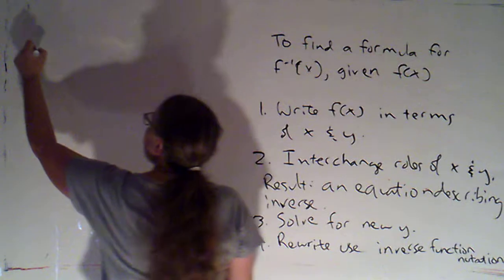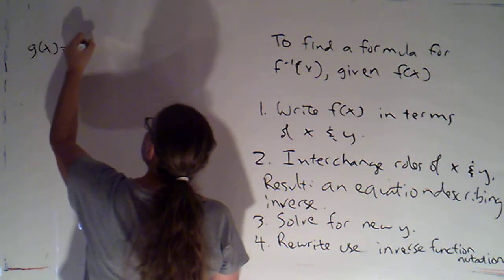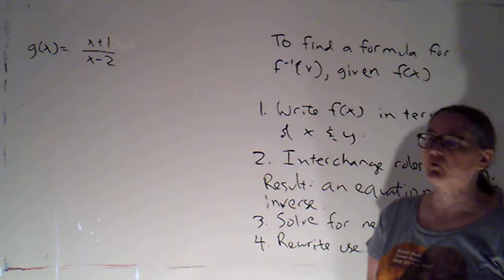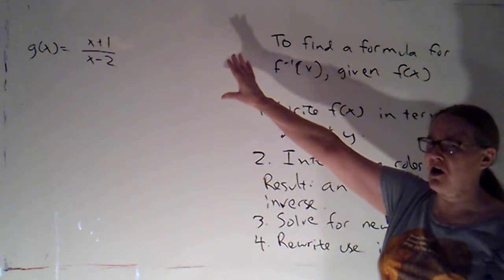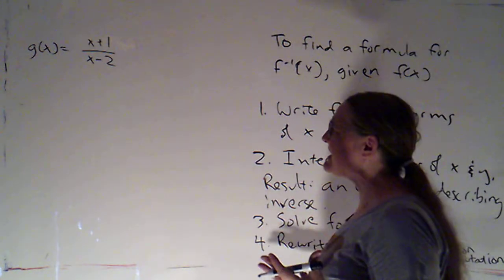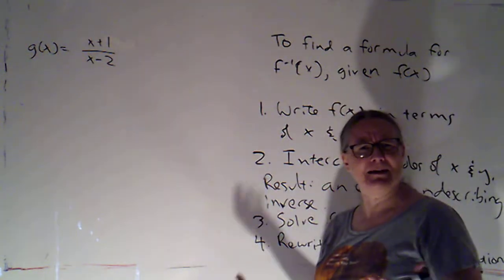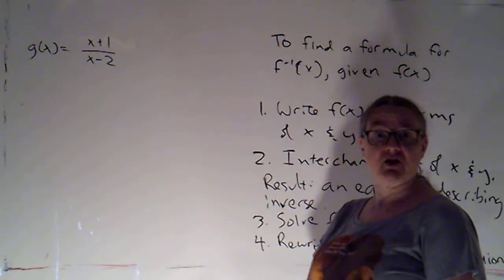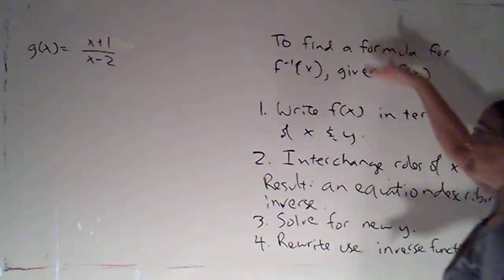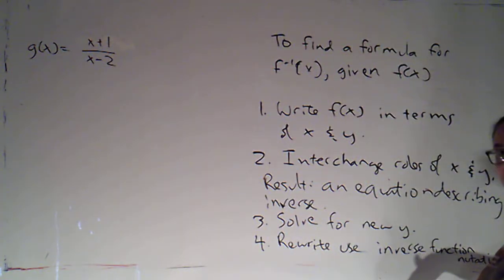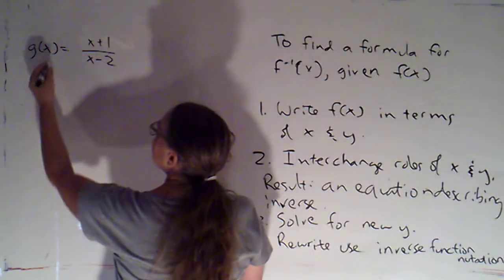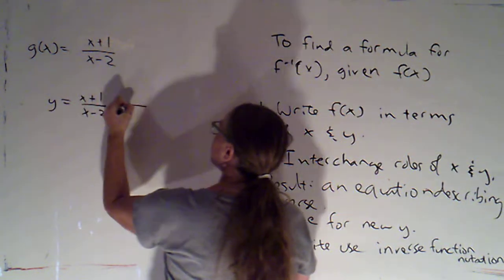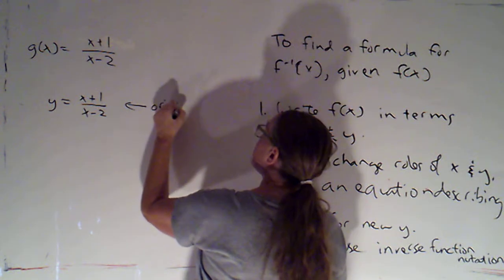Let's suppose I had g of x equals x plus 1 over x minus 2. Now that's a lot more complicated. It's a little bit harder to see what it is that I'm doing and in what order, in order to be able to see by inspection what the inverse is. But this technique should still work. So I can say y is equal to x plus 1 over x minus 2. That was my original function.